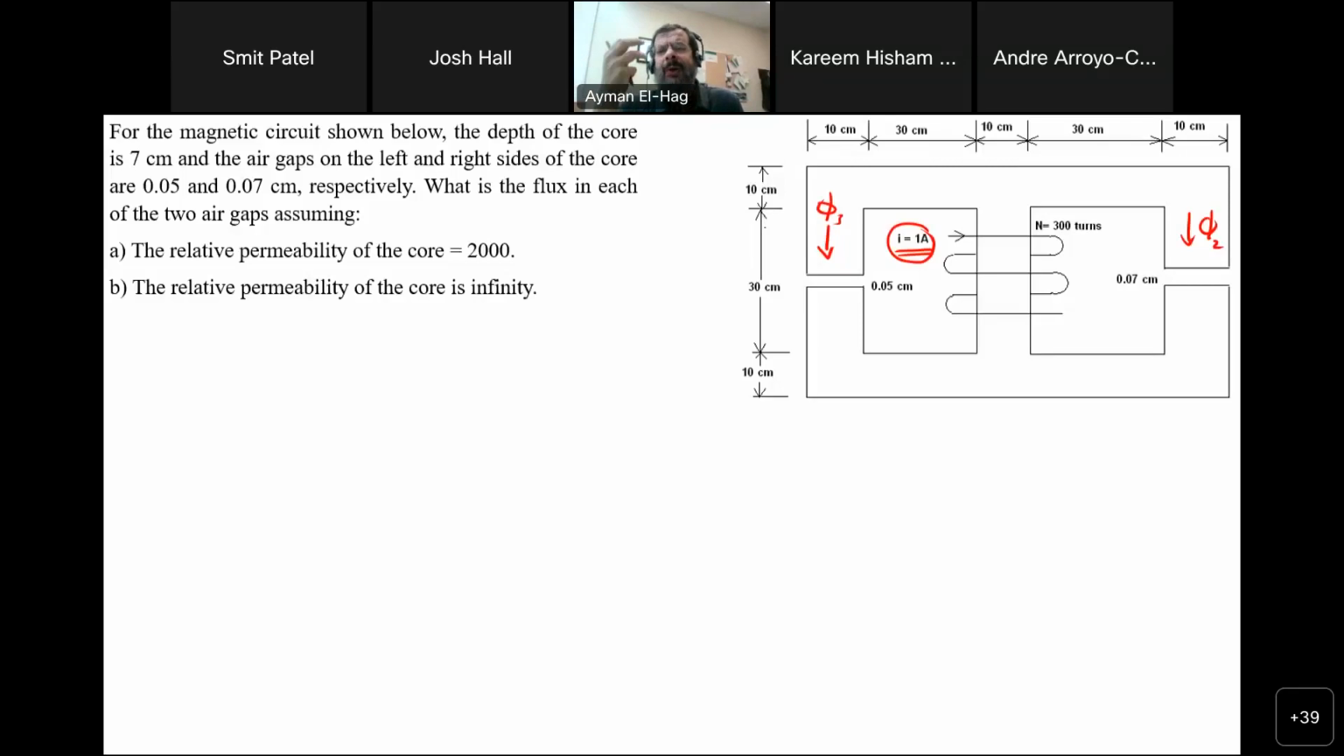So the first thing, you have to understand the operation of this and what is going on. Basically here we have a coil in the middle leg. So I will have a flux. Using the right hand rule, my four fingers point towards the direction of the current, and my thumb will be the direction of the flux. So I will have here a flux, phi 1.